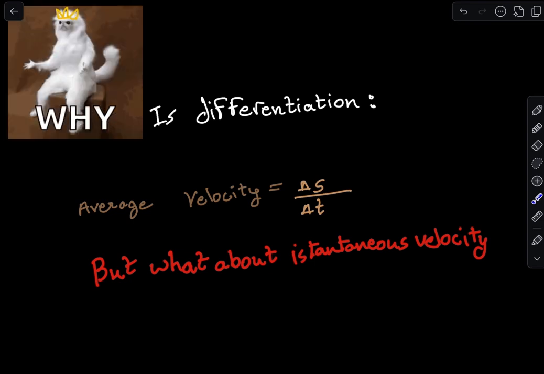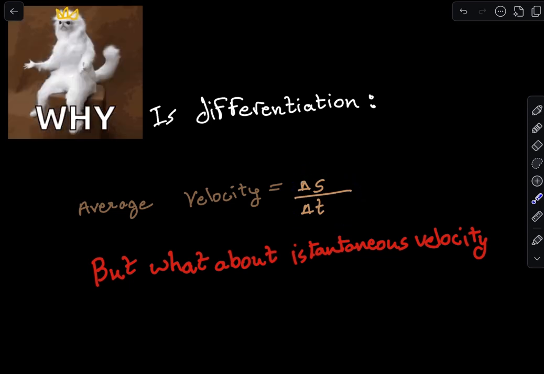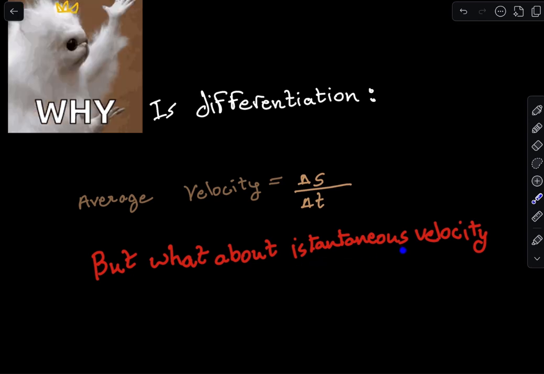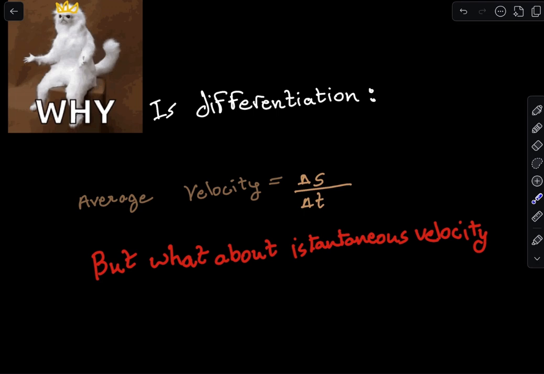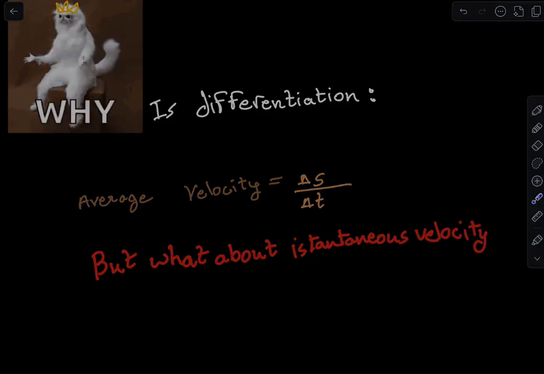You see, average velocity is defined as delta s by delta t, that is, change in displacement divided by change in time. What about instantaneous velocity? What if I want the velocity at an exact moment in time? Let's find that out with the help of an example.